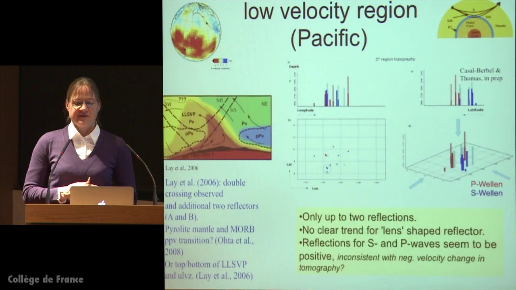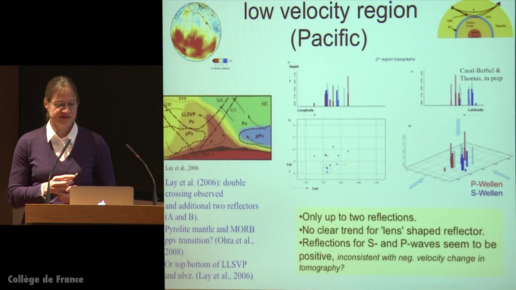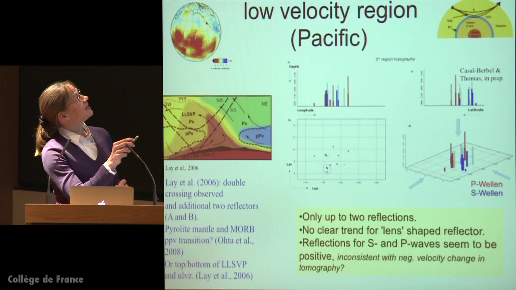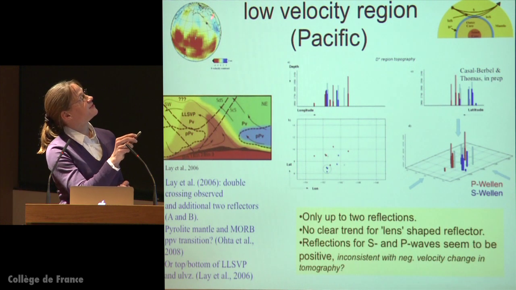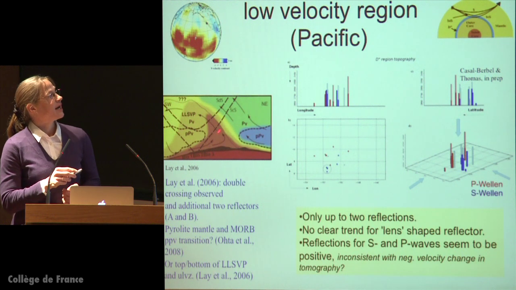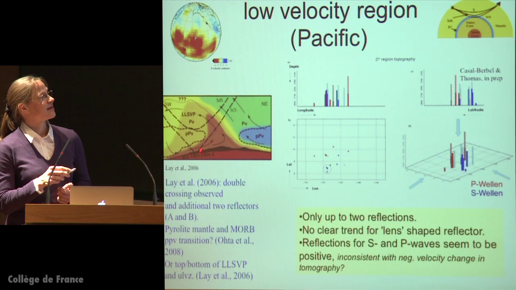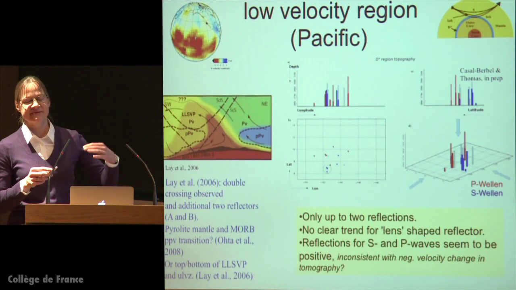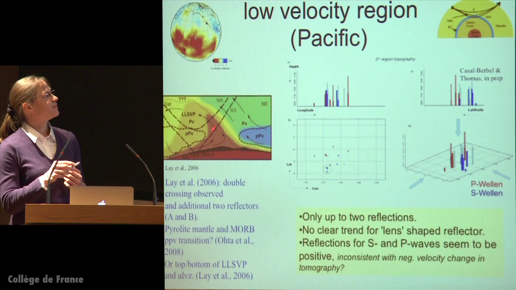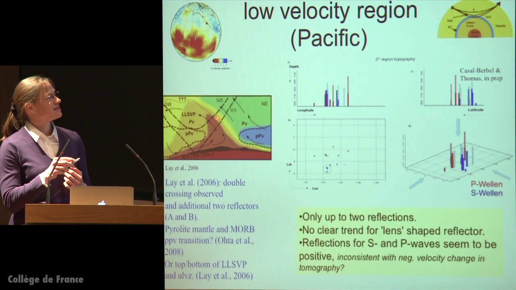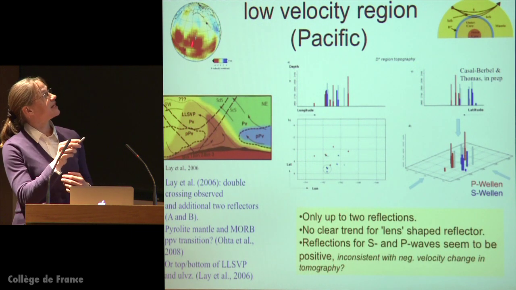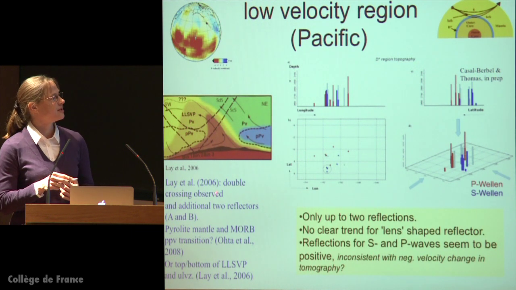And then if we look at another low velocity region, this region in the Pacific up here, we have earthquakes from Tonga, Fiji recorded in the US. And there was the study by Ley et al. in 2006 where they looked at this region as well, and they find something like a lens-shaped reflector here that seems to decrease towards the edge of this low velocity region.